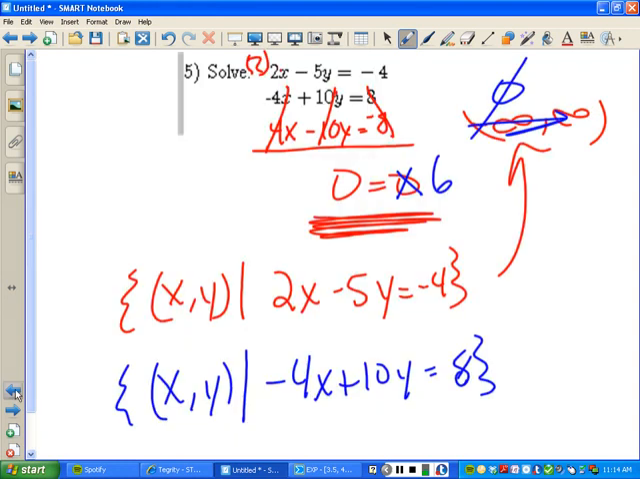And that's what you see the answer written as. It's any ordered pair on this line. Or conversely, any ordered pair on this line. Why? Because these two lines are ultimately the same. Okay? Just the way it's read. That's the deal. All right. Any questions on that? That's a hard one. That's a very hard one.